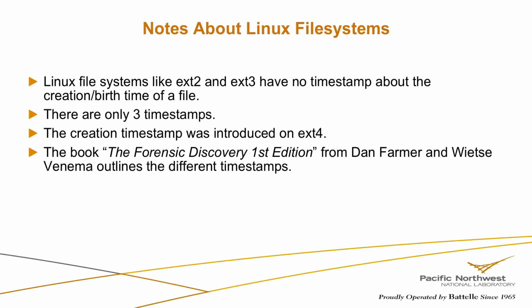Generally, you install Linux, and you get either an ext2, ext3, or ext4 file system. Red Hat has now made XFS their standard with RHEL 7. But in ext2 and ext3, you had 3 timestamps.